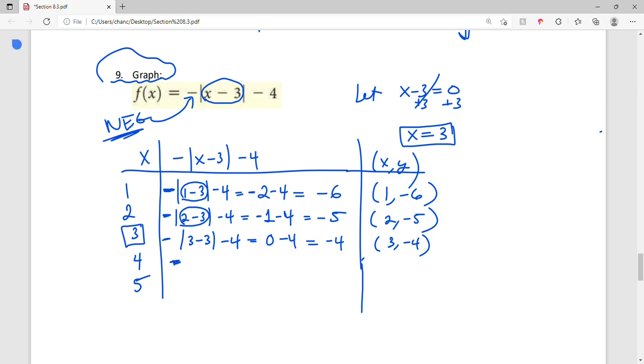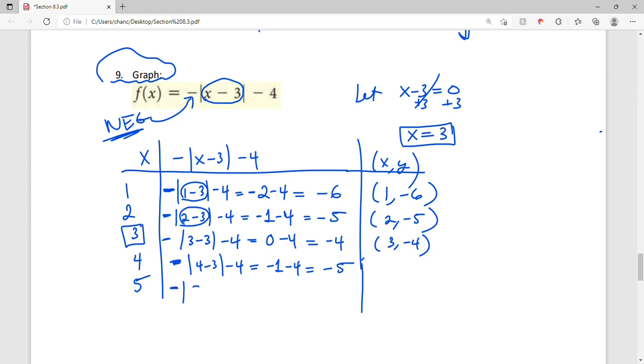And we can finish off this table. 4 minus 3 minus 4. So 4 minus 3, that's positive 1. The absolute value of positive 1 is 1. With the negative in the front, that's negative 1 minus 4, which gives me a negative 5.